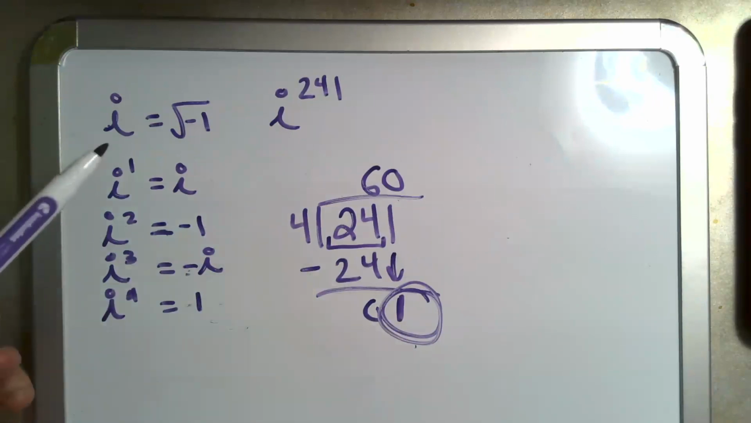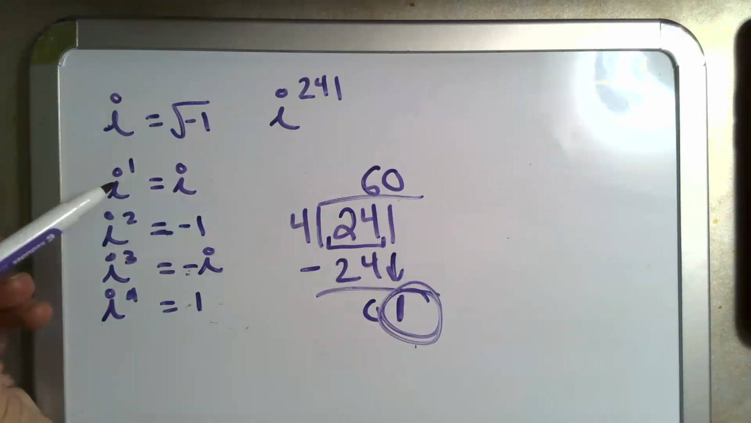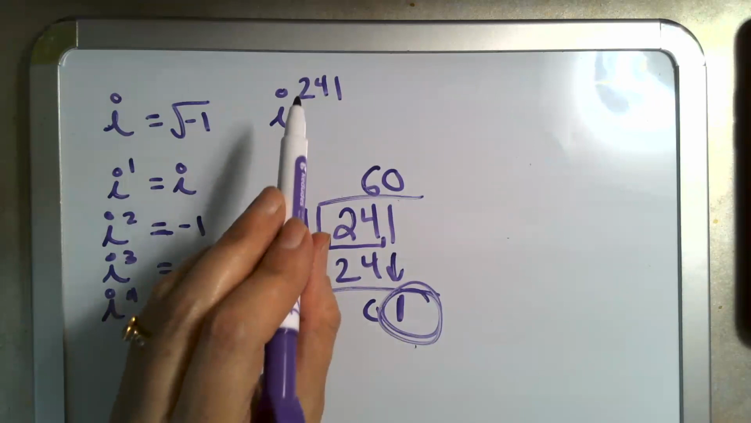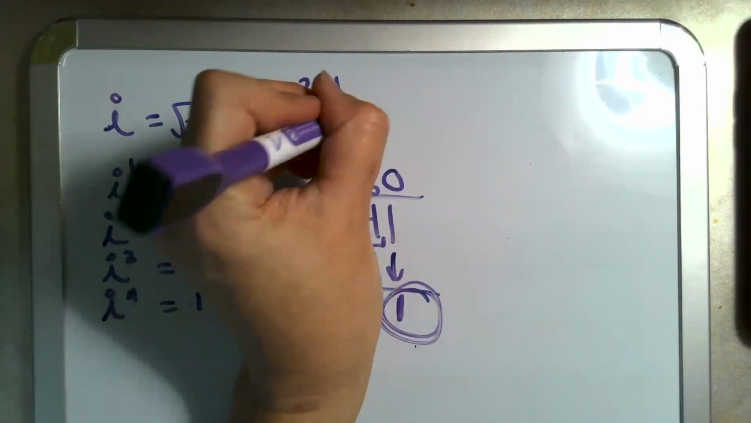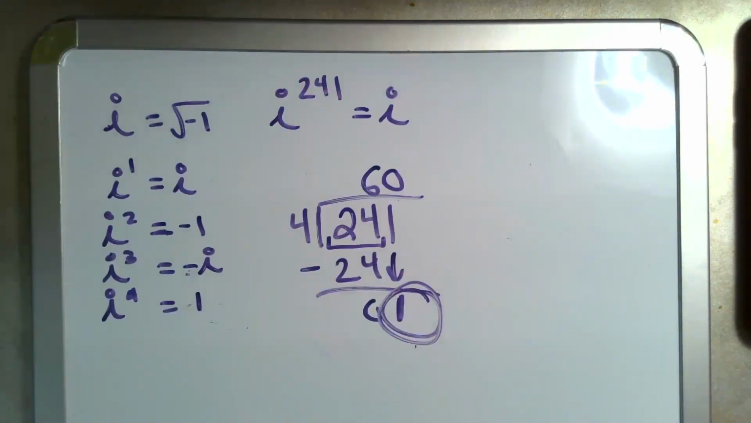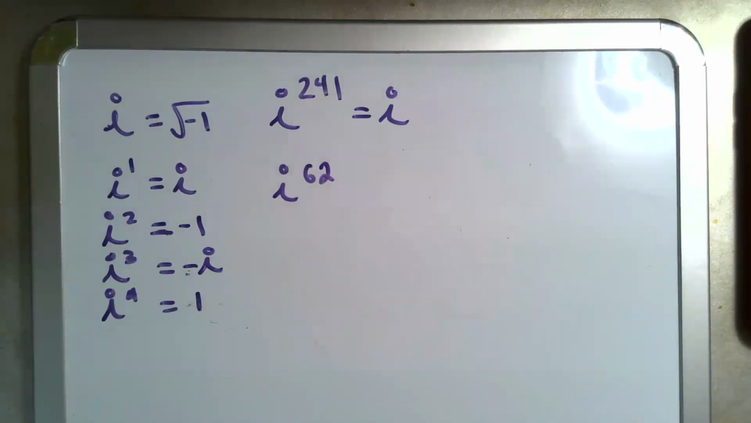So we go through our pattern of 4 60 times, and then 1 more. So i to the 241st is just i. Let's do it again for another number. Let's do i to the 62nd.